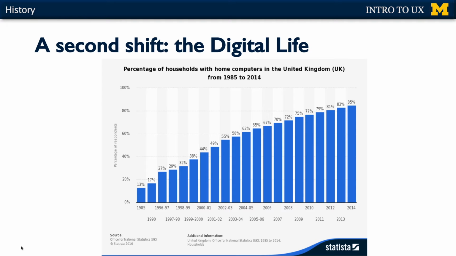So you can see that in 1985, right around the beginning of the personal computing era, a very small percentage of households had a computer in the house, so 13%. By 2000, that number was up to 44%, but it's still less than half of the households had access to a computer in the home. Go forward to 2014, just a couple of years ago, and pretty close to all of the households in the developed world have access to a computer.